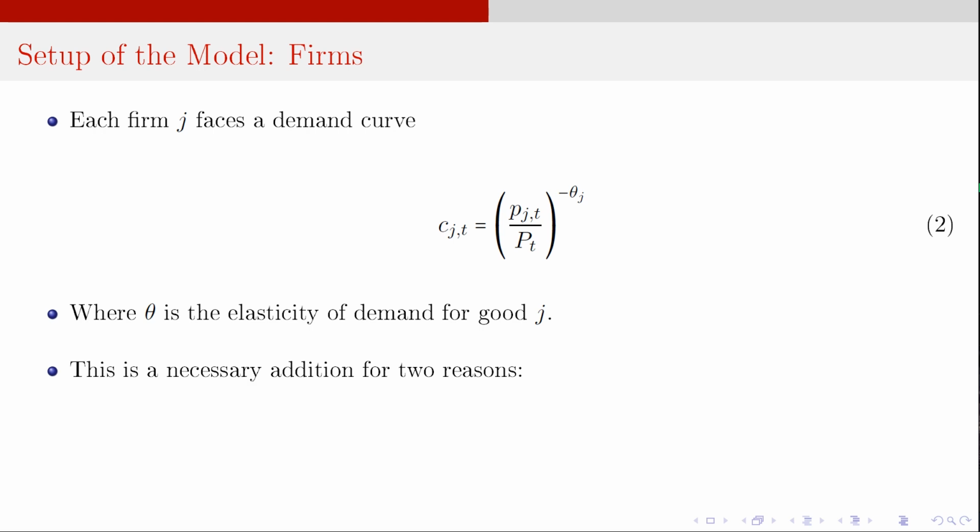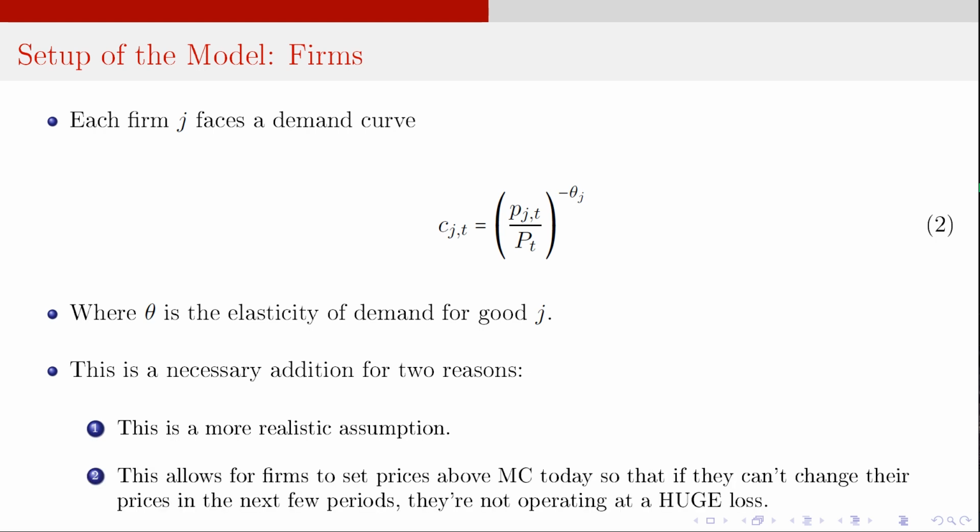Now, this is a necessary addition for two reasons. One, it's a more realistic assumption, like I said. Two, it allows firms to set prices above marginal cost today so that if they can't change their prices for the next few periods, they're not operating at a massive loss. Because remember I said prices were sticky, slow to adjust. It's what's known as a nominal rigidity. We'll get to that in a second. So if these prices are slow to adjust, the firm has to be able to set their price above marginal cost today.